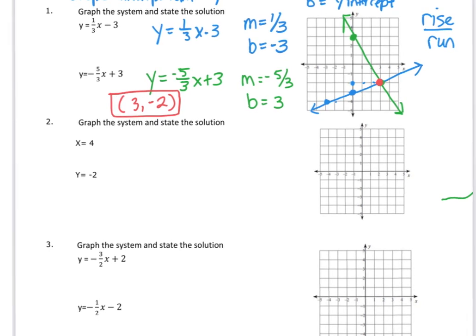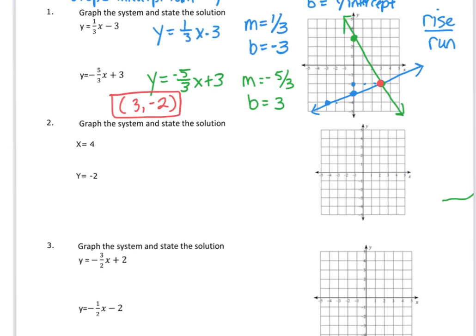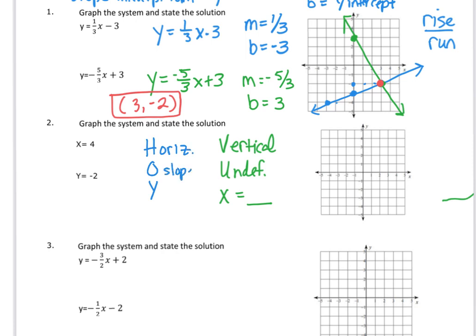Okay, for those of you who remember, let me erase this mess over here. If you remember HOY VUX, let me write VUX. VUX is vertical lines, have an undefined slope, and the equation is x equals something. And then HOY is horizontal lines, have a 0 slope, and their equation is y equals something.